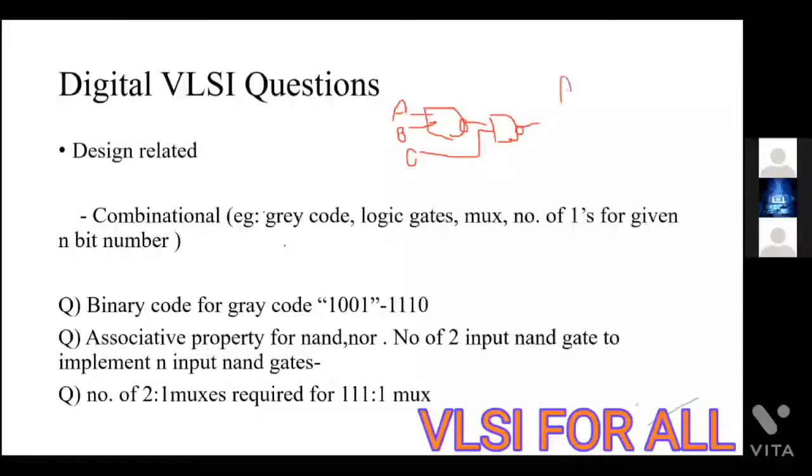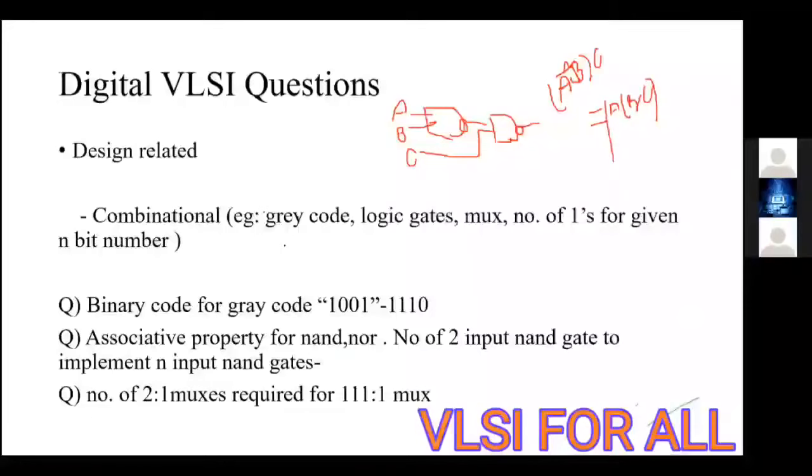That is like A, B bar. Like I'm saying just the associative property. So if you remove this, ABC is not equal to A, B, C for NAND and NOR.